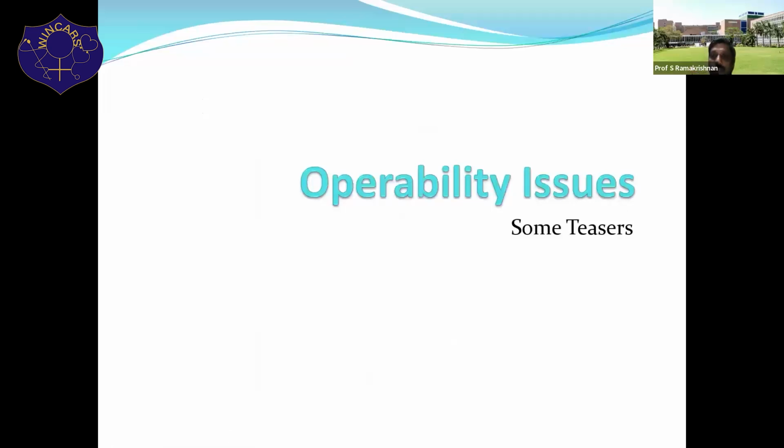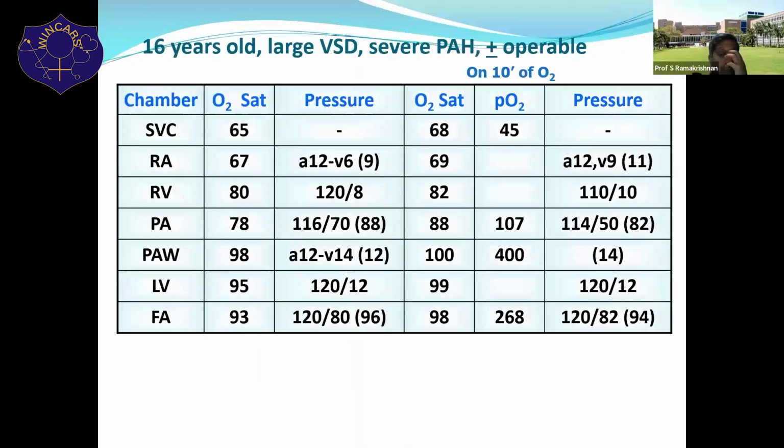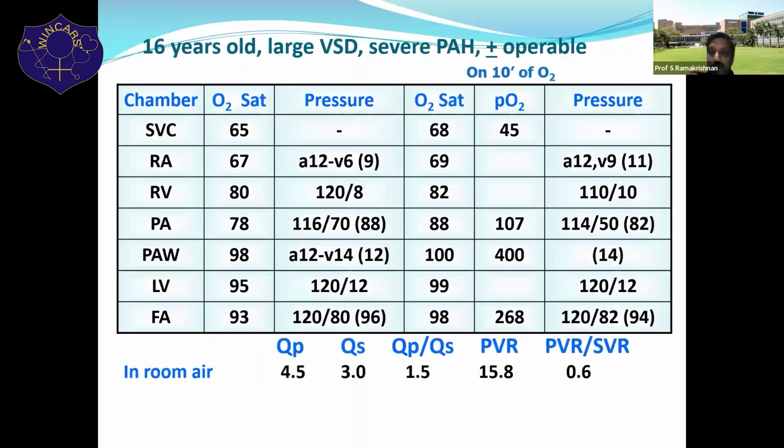So, operability issues. We want to have some teasers. Right now the hemodynamic applications are mostly in operability issues and some traces that are very important. That's where we commonly use it. Like, a 16-year-old with VSD and severe PH, plus or minus operability. So this is the step up, and this is the data that is given to you, and these are the calculations that are made on room air and on oxygen.